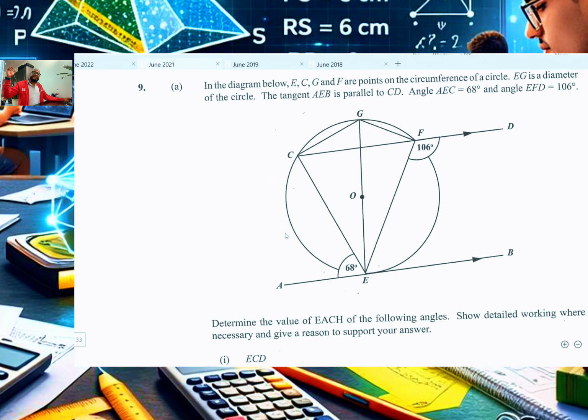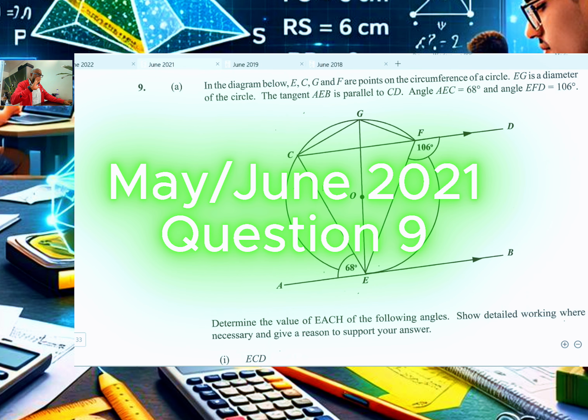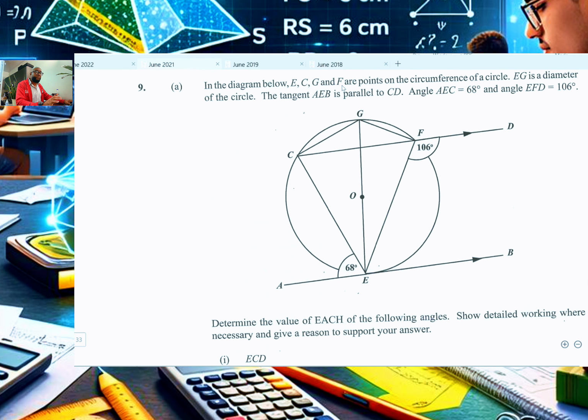Okay, so we move on to 2021, number 9. Let me read. In the diagram below, E, C, G, D and F are points on the circumference of a circle. EG is a diameter, so E to G is a diameter of the circle. Tangent AEB, A to E to B, is parallel to CD. Angle AEC, so where's AEC? A to E to C is 68 degrees, and angle EFD is 106.